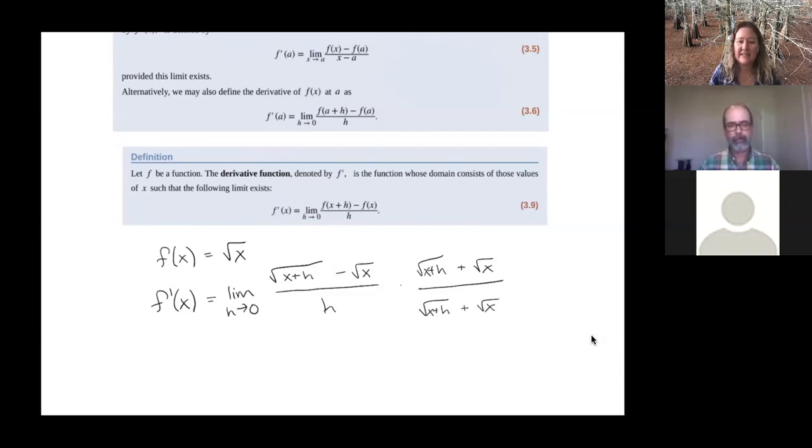We're multiplying by the same thing in the top and the bottom. And that looks like it's really making the problem worse. But it's not really making it worse. Thankfully, things will simplify.